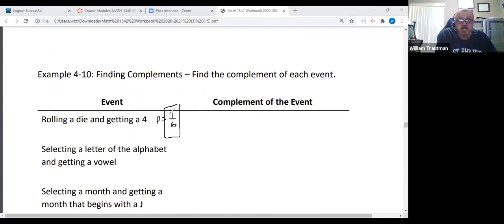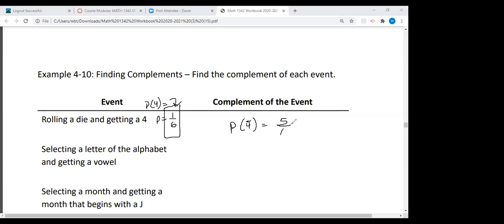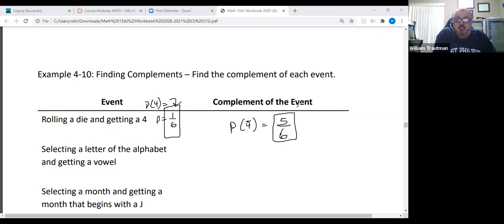The probability of getting a 4 is 1 out of 6. What's the probability of not getting a 4? Well, getting a 4, there's only one 4. Not getting a 4, there's 5 numbers that are not a 4. You get a 1, 2, 3, 5, or a 6. So the complement of 1 out of 6 is 5 out of 6, because 1 out of 6 plus 5 out of 6 equals 6 out of 6, which equals 1.